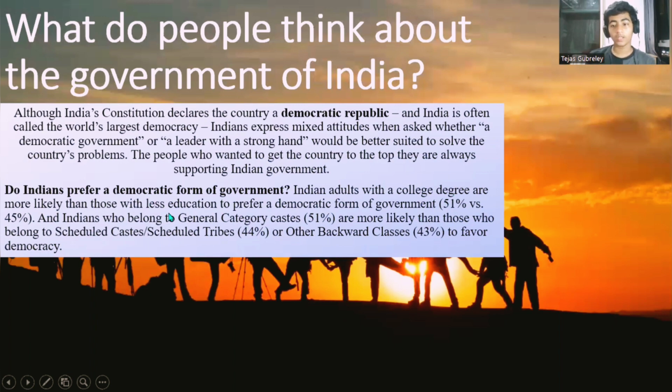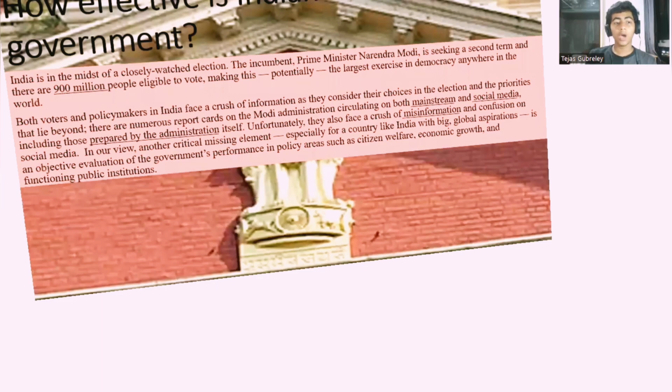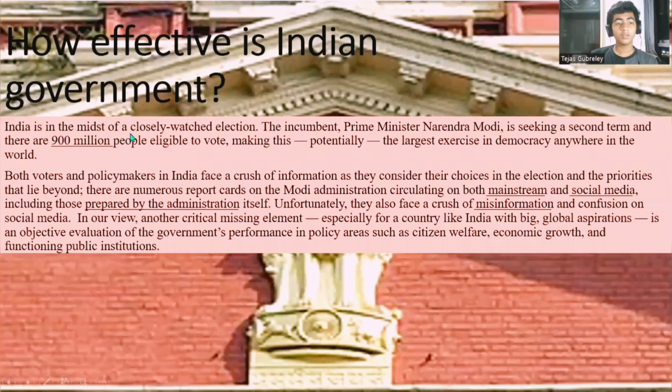Okay, let's move to the next slide. How effective is the Indian government? India is in the midst of a closely watched election. The incumbent, Prime Minister Modi, is seeking a second term. There are 900 million people eligible to vote, making this potentially the largest exercise in democracy anywhere in the world.